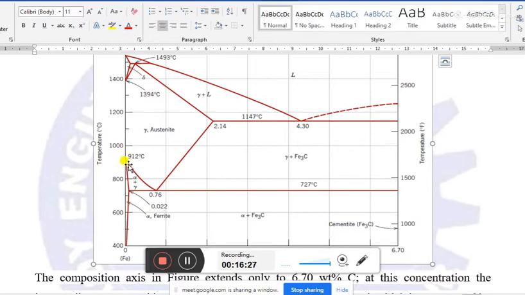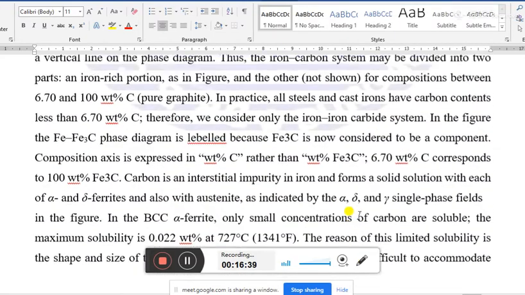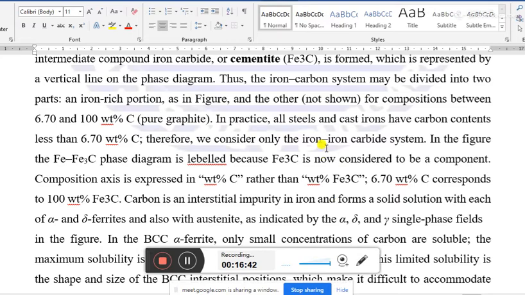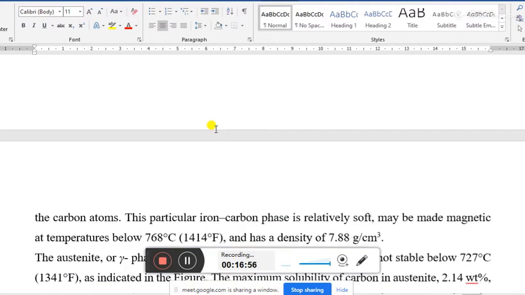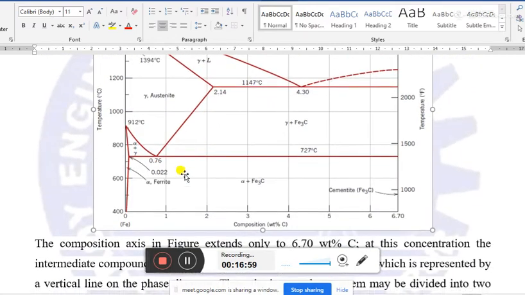Okay, now after 912 degrees Celsius, there is a form of iron which is called austenite or gamma iron, and for gamma iron, the solubility of carbon increases up to 2.14 weight percentage, and that is obviously approximately 100 times of the 0.022 percentage of alpha iron or ferrite iron.